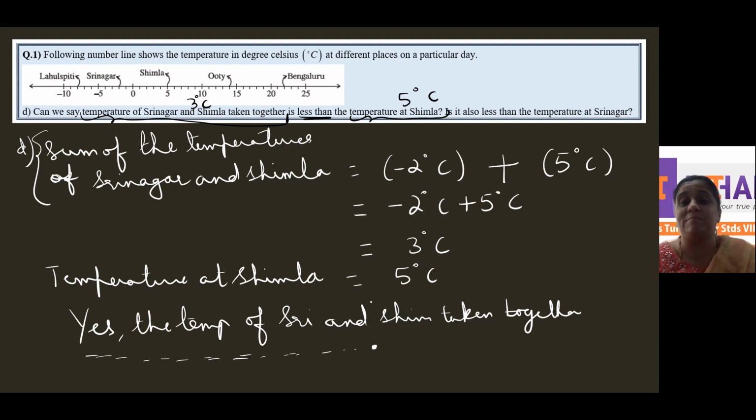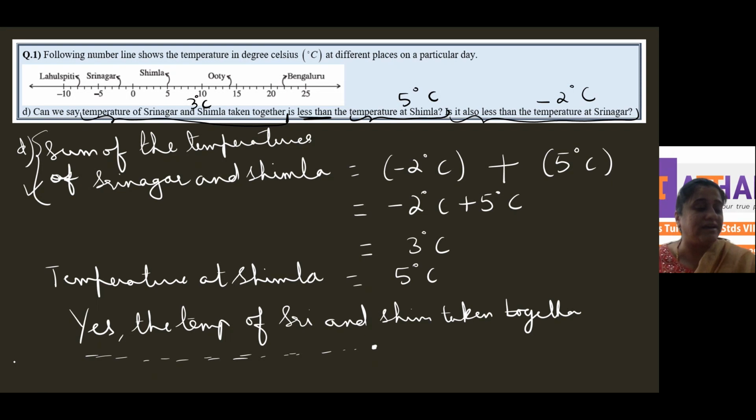Is it also less than the temperature at Srinagar? So that means you have to compare the first thing with the temperature at Srinagar. What is the temperature at Srinagar? -2 degrees Celsius. Now, is 3 degrees Celsius less than -2 degrees Celsius? No. So here you should say no.